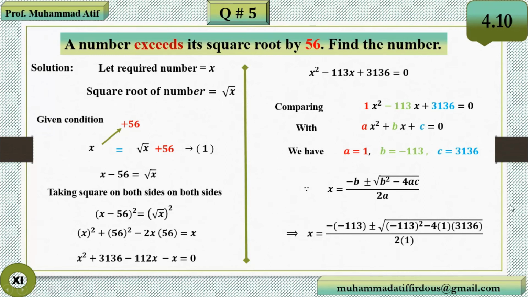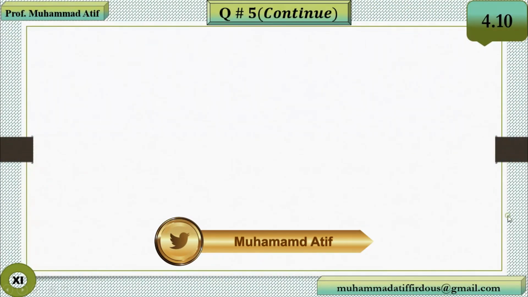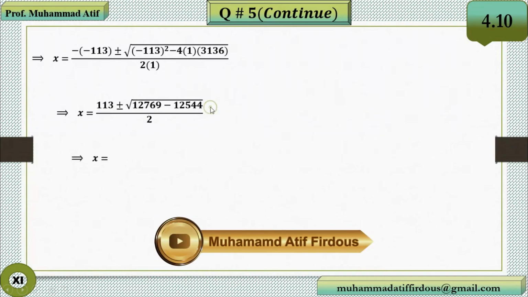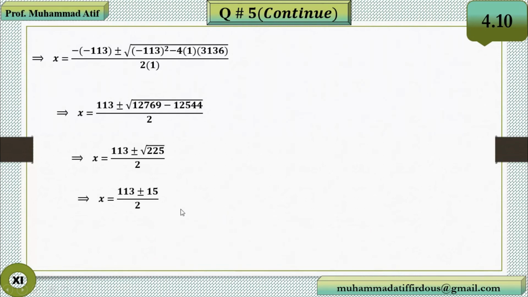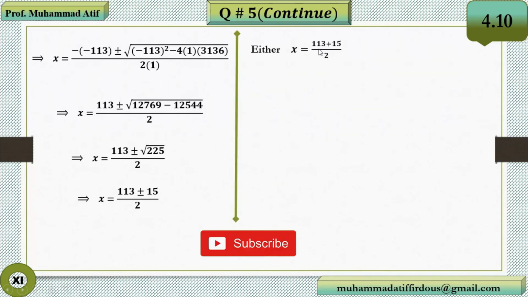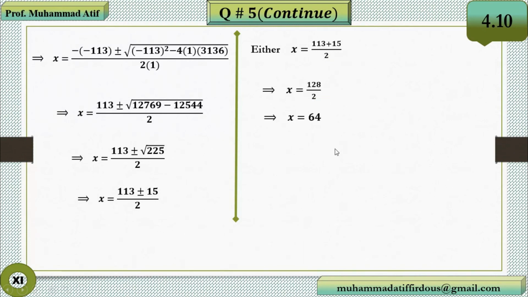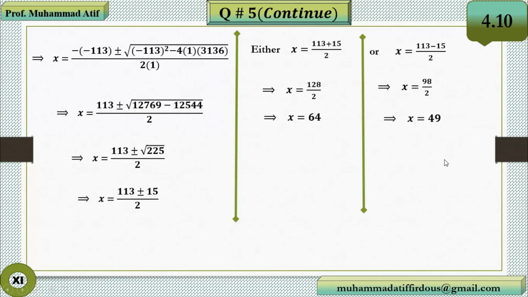Any problem? Now simplify this. 13 square and 36 into 4. You have 169 and 144, and just subtracting these, you have 25 under root. And what will be the under root of 25? 5. Now check either the positive value, which is 13 plus 5 over 2, or simplify this, you have x is equal to 9, or take the negative value, which is 13 minus 5 over 2, and just simplify, you have 4.